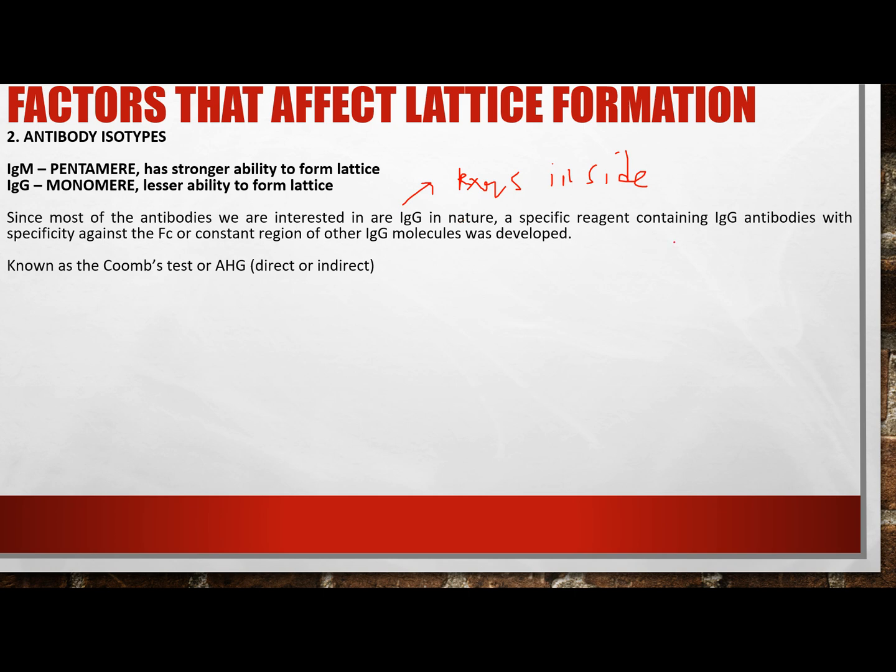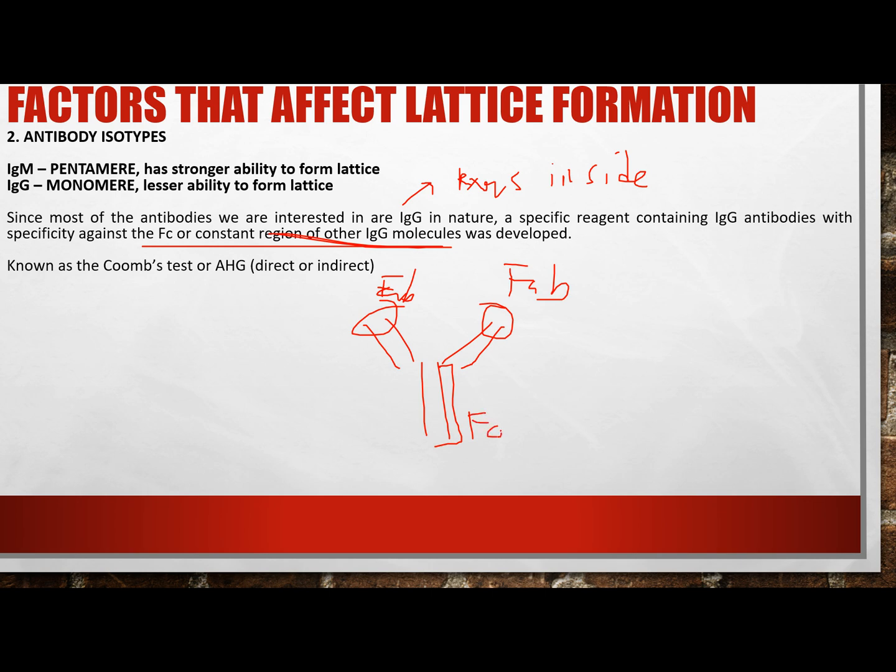The scientists invented a specific reagent that would target the Fc region of other IgG molecules. So to help you understand this, as I mentioned, this is your antibody. It's in the Y shape. This is the Fab. It has two Fab sites. And this one, this trunk-like part, is known as the Fc region. So what happens is that they created a reagent that would attack this Fc region. This IgG antibody that they created would target this part. So what happens is like this.